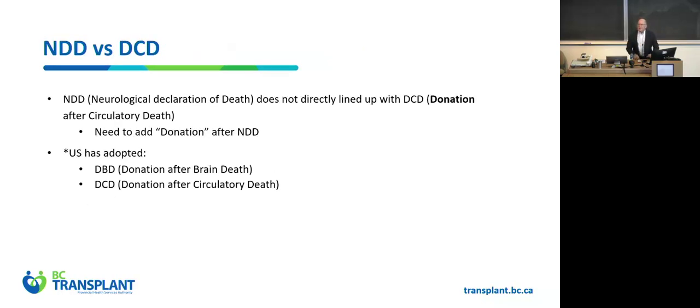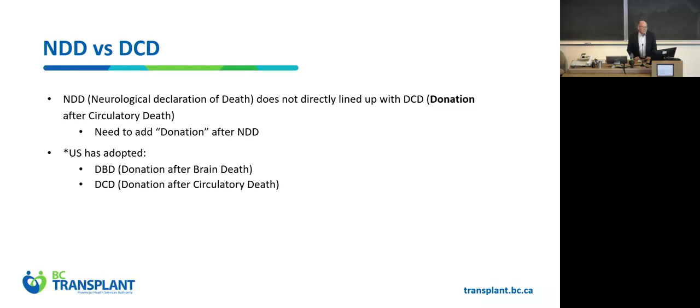NDD and DCD are not equivalent. They don't mean exactly the same thing, but one's brain death and one's the other. NDD is the neurological determination of death. That's what it stands for. It has nothing to do directly with donation, as opposed to DCD, which is donation after circulatory death. So you really need to add donation after NDD to be equivalent to what DCD was. So they weren't quite the same, and when we started changing the nomenclature, there was a bit of confusion because people would plug in the new one, DCC, that I'll come to, for DCD, which is not quite the same. So again, a little bit confusing.